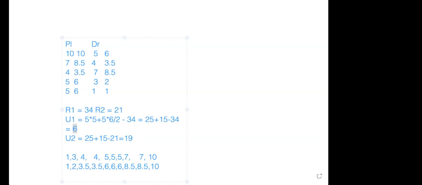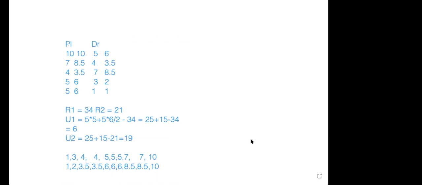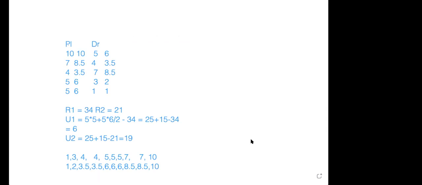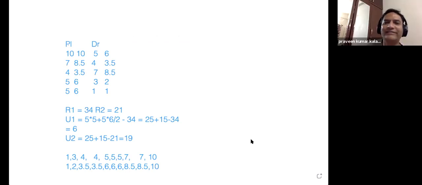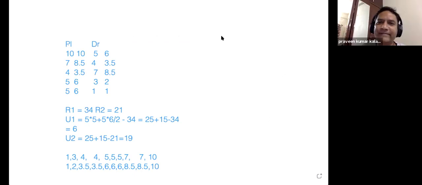So the critical value is 2 again, right? Yes, 2. And here we have 6 as the obtained value, right? 6 and 2. So we cannot reject the null hypothesis. Exactly. So that means the drug is not good enough. That's it. Good practice.